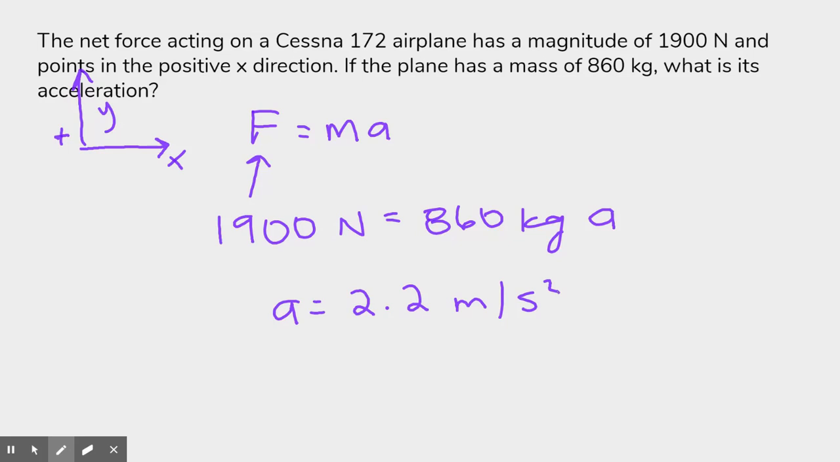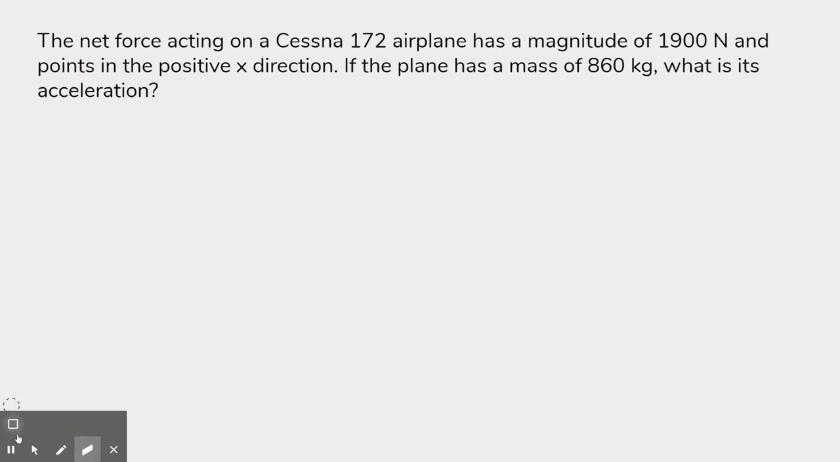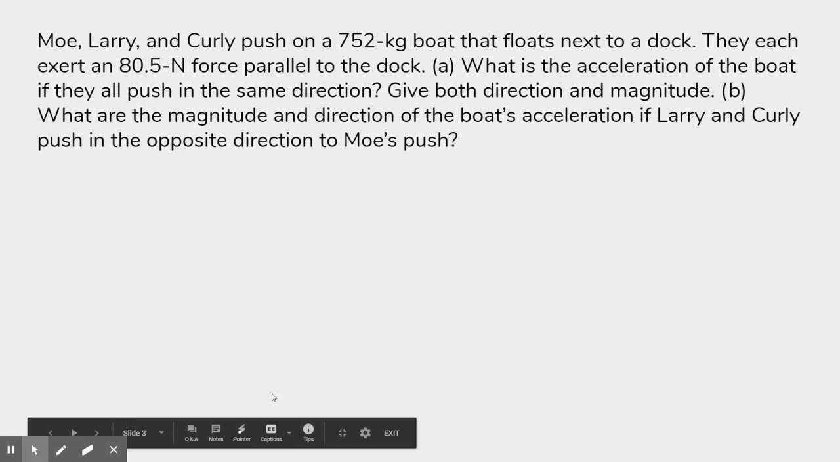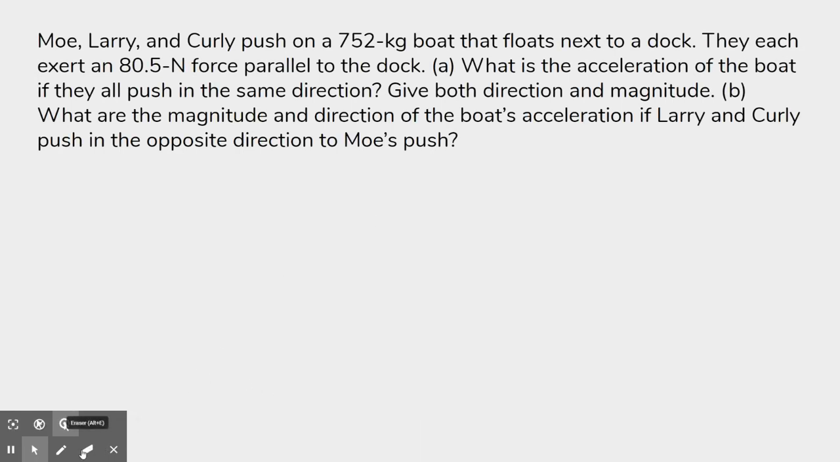Okay, so that one, not bad. We only have motion in the x direction, so that makes this quite easy to solve. Okay, let's take a look at the next problem. Oh, this one has a lot more words.